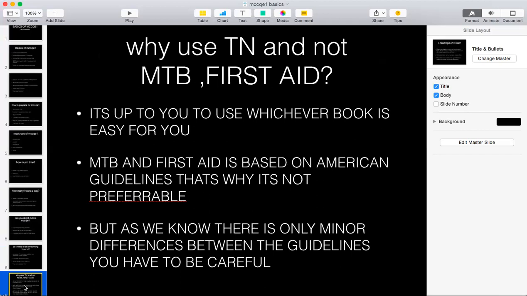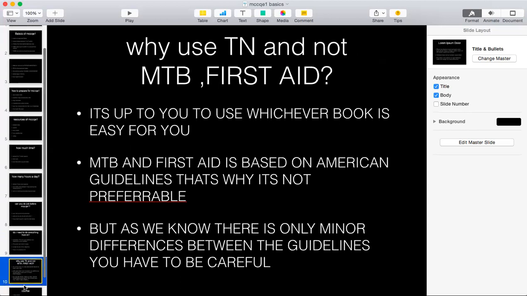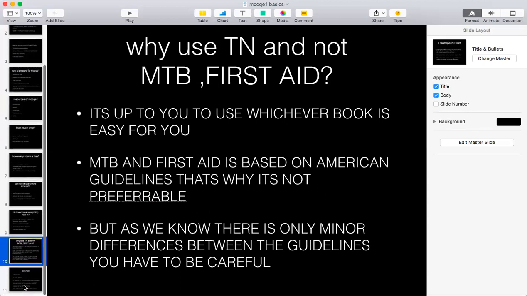Why use Toronto Notes and not MTB? Because Toronto Notes is based on the Canadian guidelines, while MTB and First Aid are based on the American guidelines. There are minor differences between American and Canadian guidelines, so you have to follow the Canadian guidelines. If you still feel MTB and First Aid are enough, go with it. I'm not saying you must use Toronto Notes. It's totally up to you, whichever book you want to study. It's just based on the guidelines. At the end of the day, they are going to test how much you know or are updated with the Canadian system, not any other system.